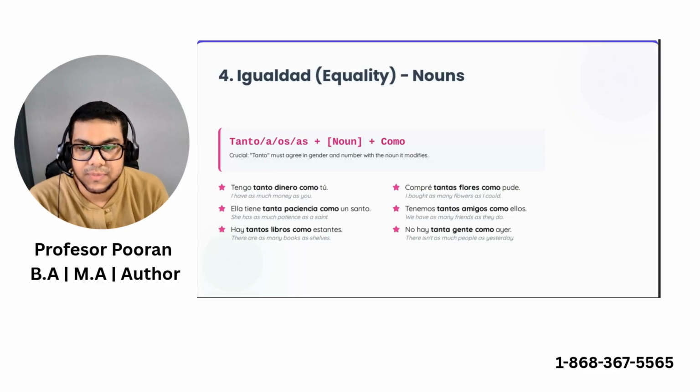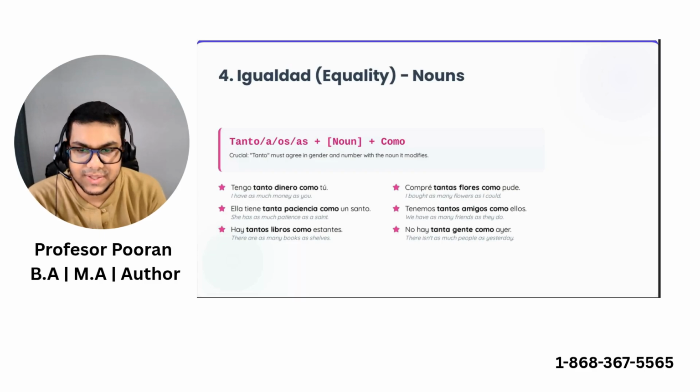So, for example, tengo tanto dinero como tú. I have as much money as you. Ella tiene tanta paciencia como un santo. She has as much patience as a saint. So you're seeing dinero, you're seeing paciencia. These are nouns and agree: tanto dinero, tanta paciencia.